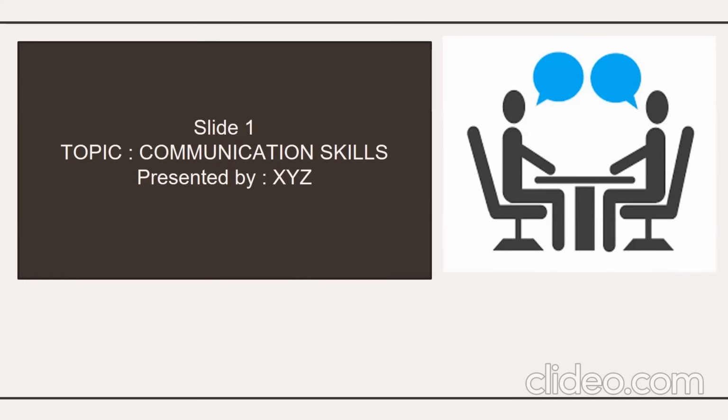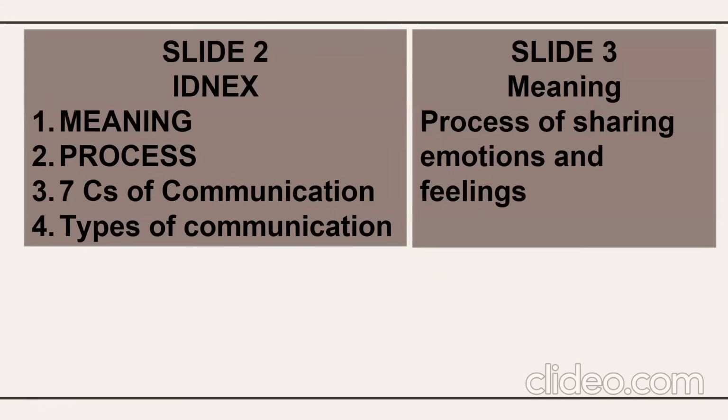Slide 1 is the topic slide: topic, communication skills, presented by XYZ. And then slide 2 should be the index. I'm sorry, I do apologize for the spelling error. It is INDEX, not IDNAX. In the index, I should mention what my next slides are: meaning, process, 7 C's, and the types of communication.